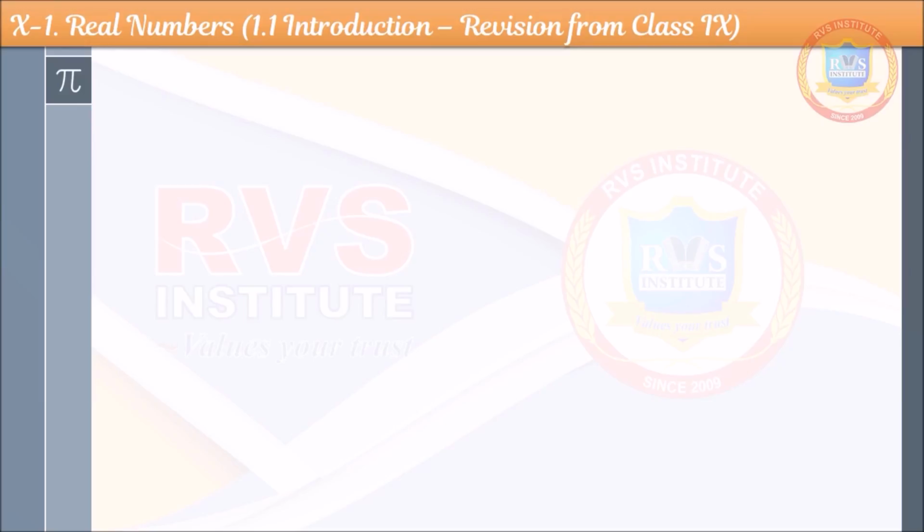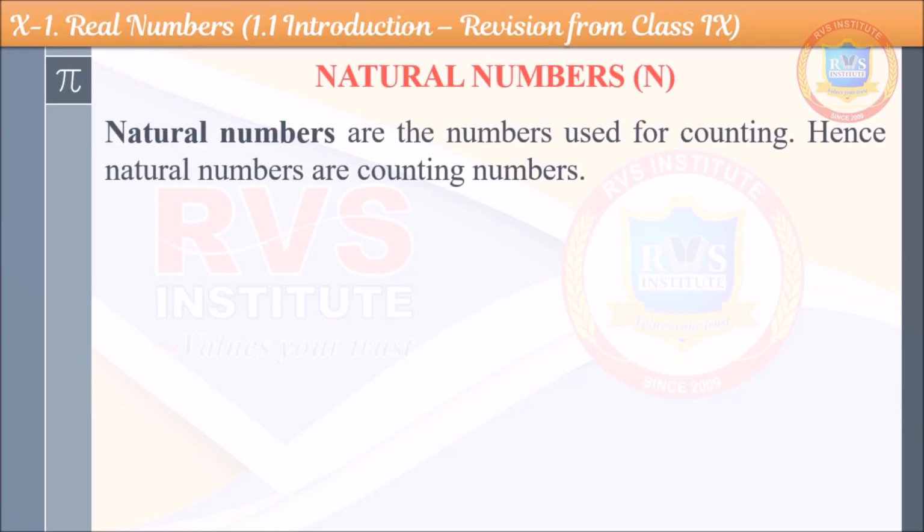Let's begin with the first lesson, that is real numbers. First of all, let's have a look at what we have already gone through in class 9th. Let's understand the number system. So first of all, natural numbers. Natural numbers are the numbers used for counting, hence natural numbers are counting numbers. A few examples are 1, 2, 3, 4, 5, 6, 7, 8 and so on. These numbers are natural numbers.